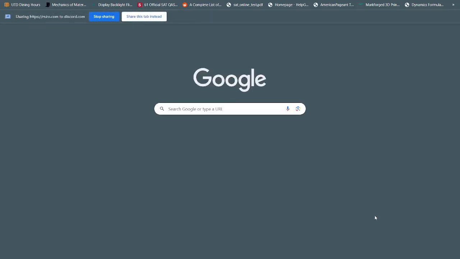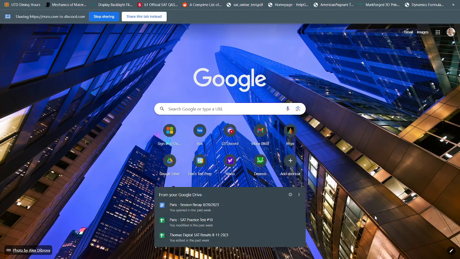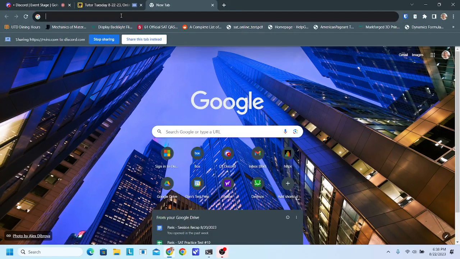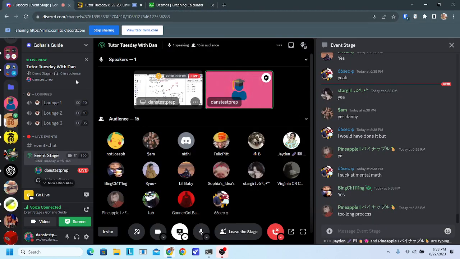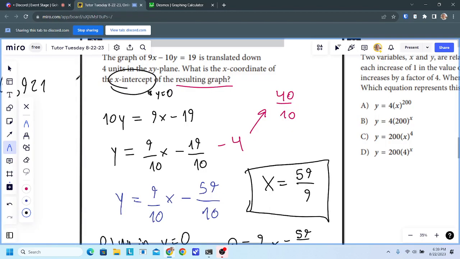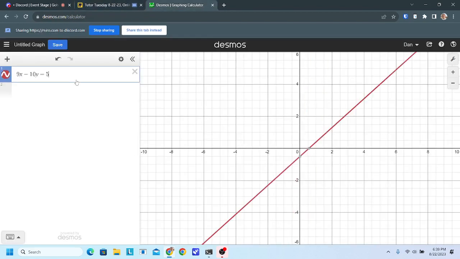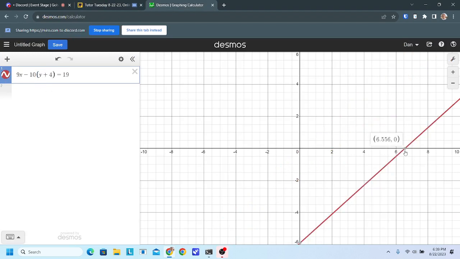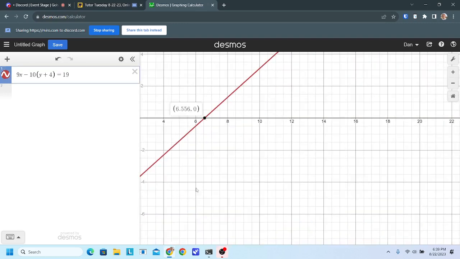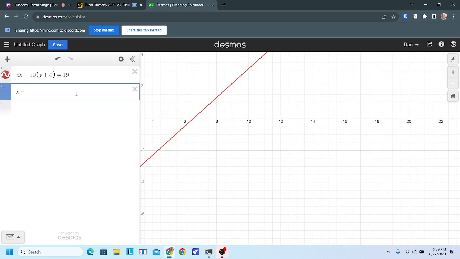Awesome. I'm going to show you guys how to do it on Desmos as well. Wait. Oh, I'm not sharing my... I'm only sharing that tab. Okay. If you want to do it on Desmos, you could plug in your original equation, but replace the y with y plus 4, because that symbolizes a shift of down 4 in the y direction. And then when you plot that out, you'd see that it also gets you that x value of 59 over 9.